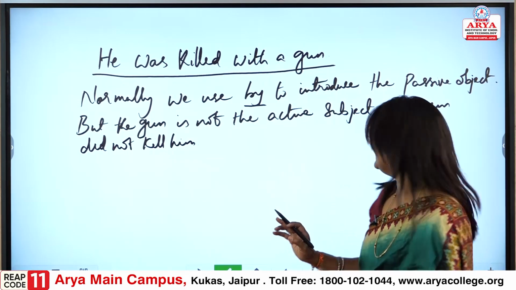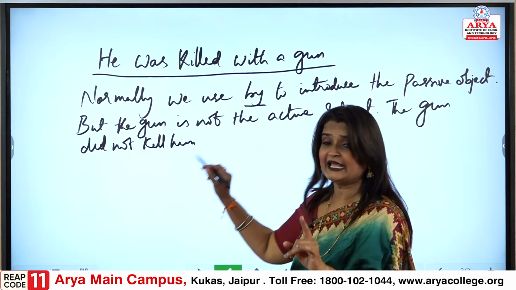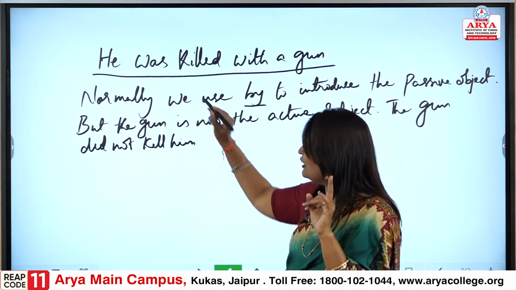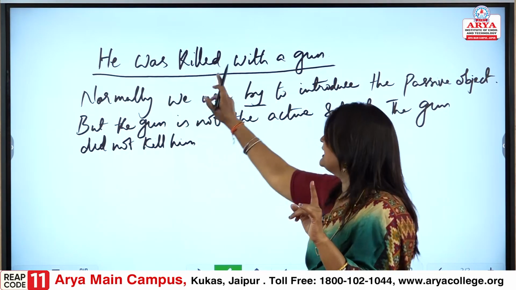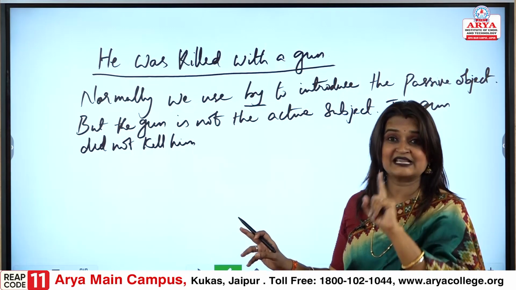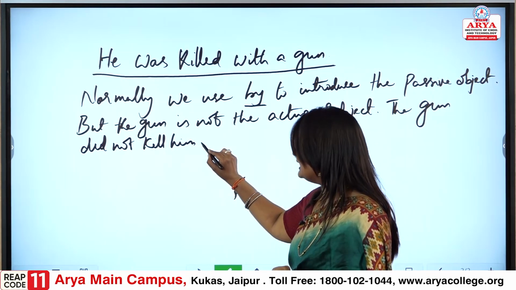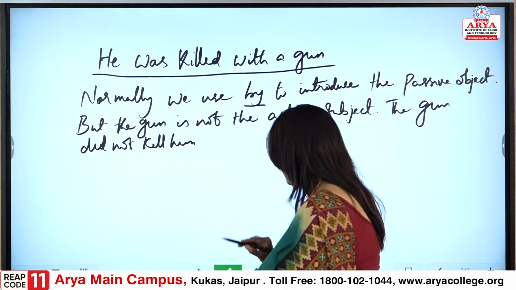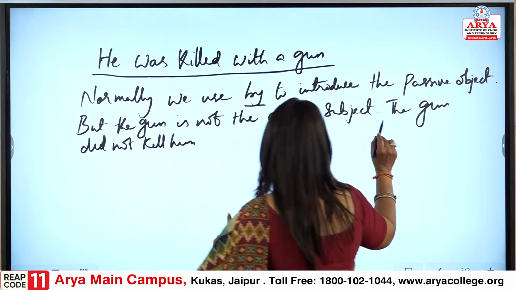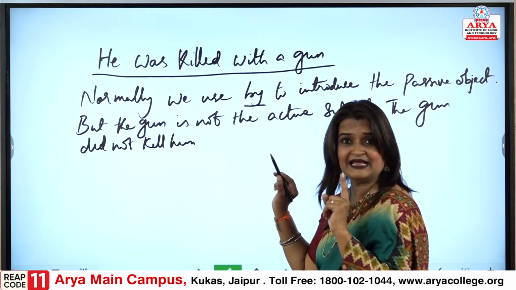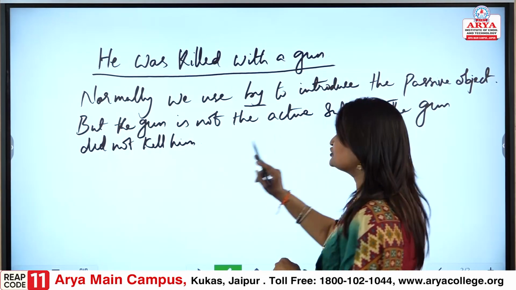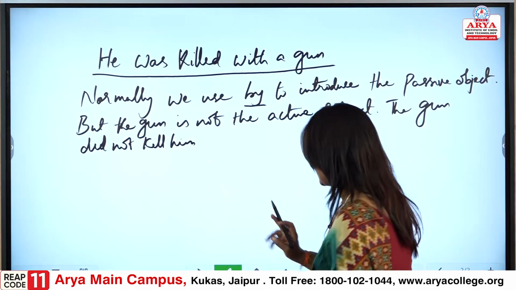Why can it not be? Because the gun did not kill him. He was not killed by the gun, he was killed with the gun. So the first point to remember is why the gun is not the subject: because the gun did not kill him.